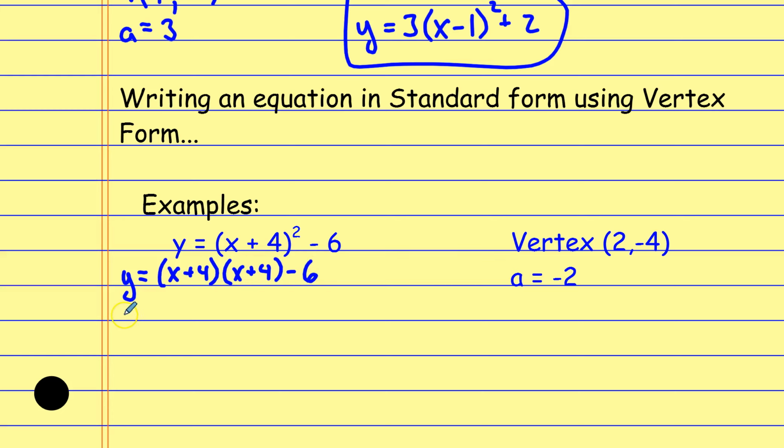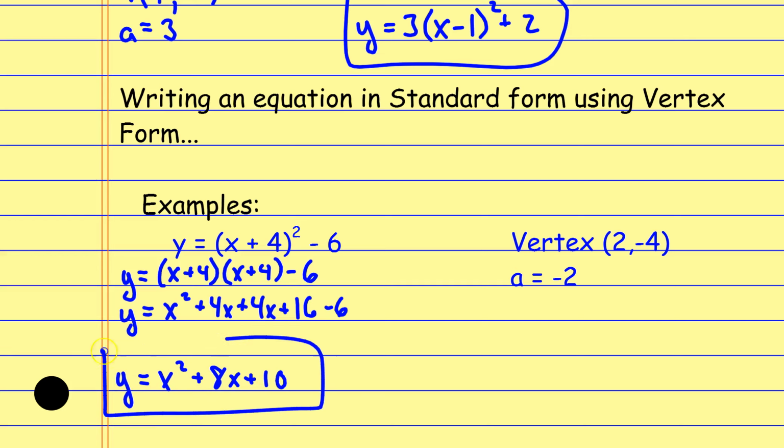That's what I mean by simplify. And so here I multiply this out. I distribute the x. That gives me an x squared plus 4x. I distribute the 4. That gives me a plus 4x plus 16. This minus 6 just kind of tags along for the ride. And now I just combine all my like terms. I end up with x squared plus 8x plus 10. And now it's in standard form. Y equals ax squared plus bx plus c.